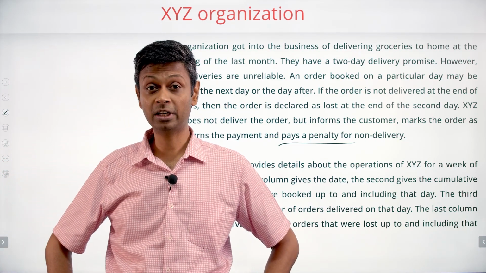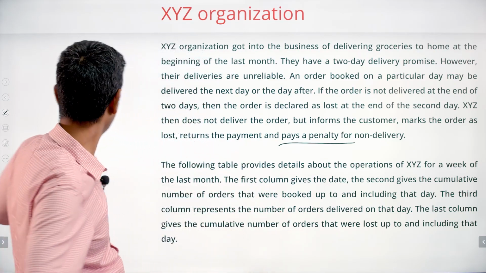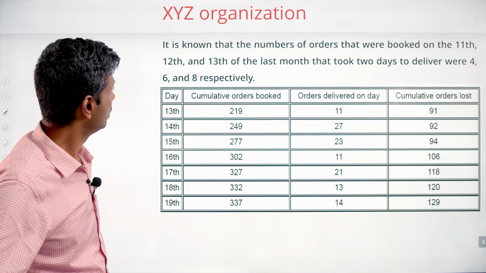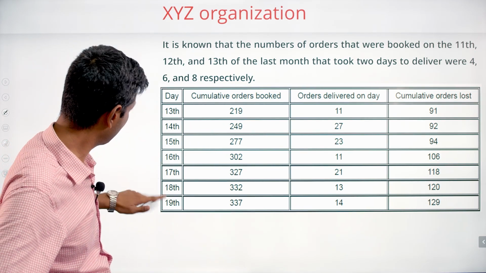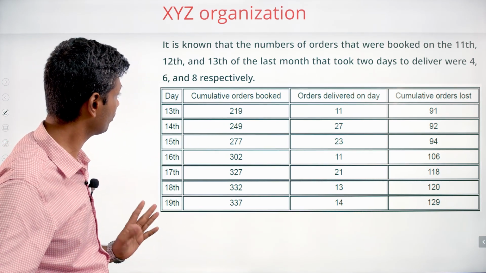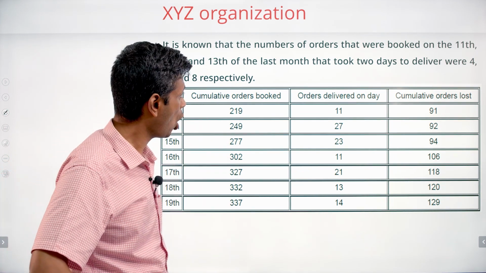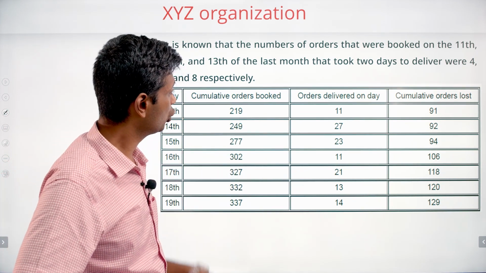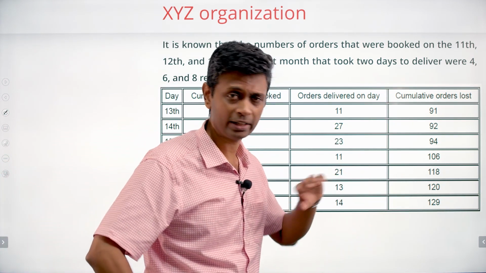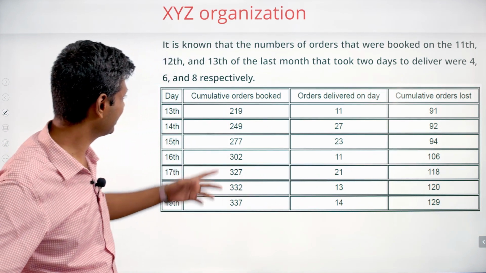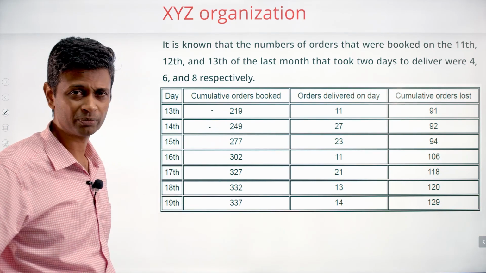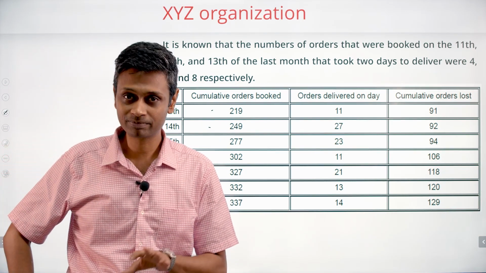Once we see the table, then it makes sense. Till then, we have nothing going. So, some 2 more sentences, but I want to look at the table first. Fine. So, 13, 14 till 19: cumulative orders booked till that date, orders delivered on that day, cumulative orders lost till that day. Fine. So I don't like this cumulative business. If cumulative till 13th is this much, cumulative till 14th is this much, we can find the 14th number.